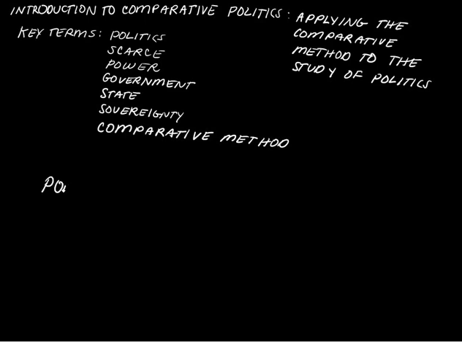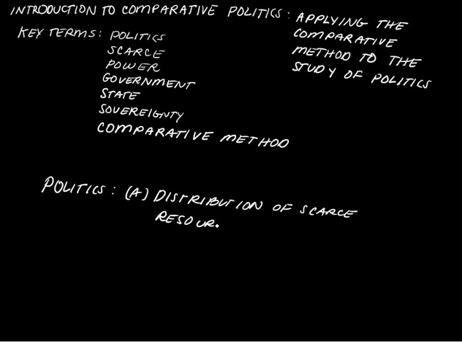Defined, politics has to do with the distribution of scarce resources and how you can and cannot behave in public. That's pretty important, so let's write that down. So politics has to do with the distribution of scarce resources and how you can and cannot behave in public.